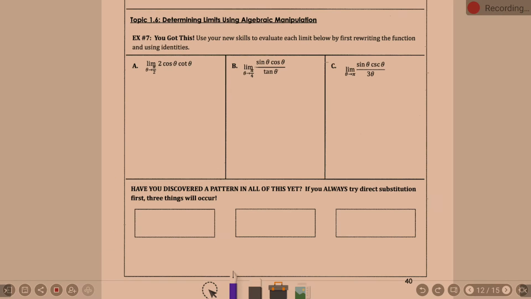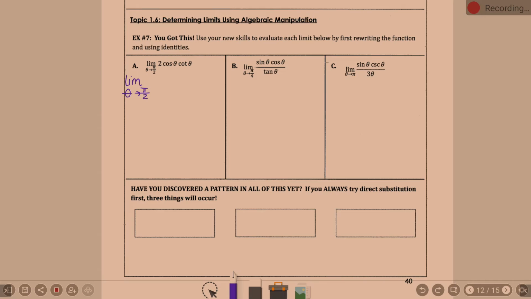Okay. You got this. Use your new skills to evaluate each limit below by first rewriting the function using identities. This is from chapter 5 last year in pre-calc. Congratulations. The limit as theta approaches pi over 2. It's giving us the hint, so I'm not even going to try and plug things in right now. We're just going to clean it up, okay?